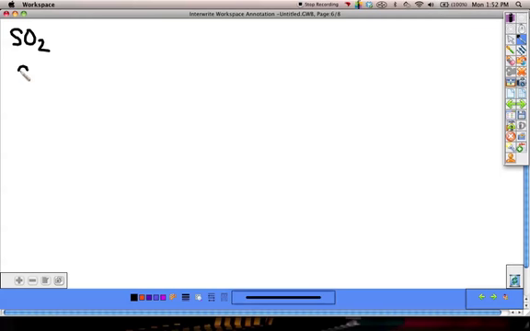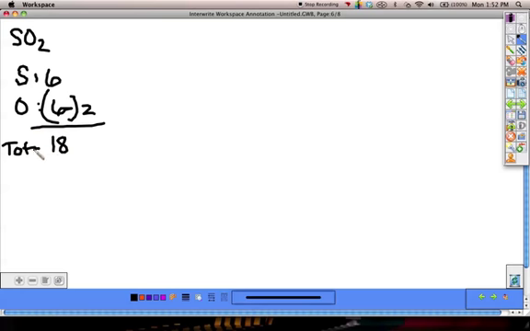Sulfur has 6 valence electrons. Oxygen also has 6 valence electrons, and there are 2 of them. So 6 times 2 is 12, plus another 6 gets me to 18 total. So that's going to be my check in the end.